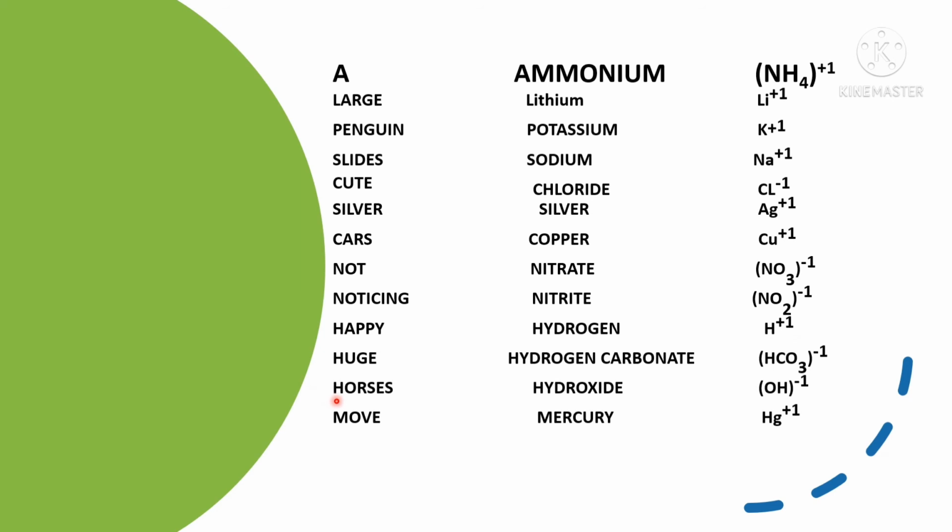The next word here is horses. It begins with the letter H, which represents the radical hydroxide, which is again written in brackets as (OH) to the power minus 1. The last word is move, M. It begins with the letter M, so the element representing it is mercury, and the symbol for which is Hg plus 1. If you learn this sentence and write out the symbols accordingly, you will be able to apply for your formulae easily without difficulty, and you will love to learn chemistry in future.